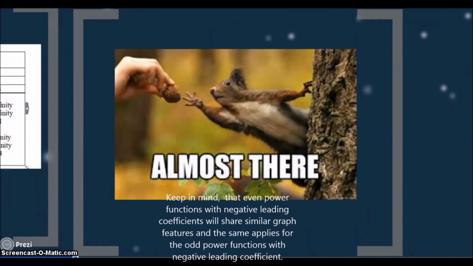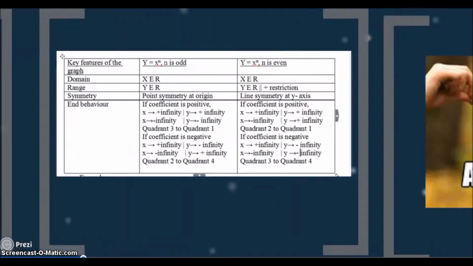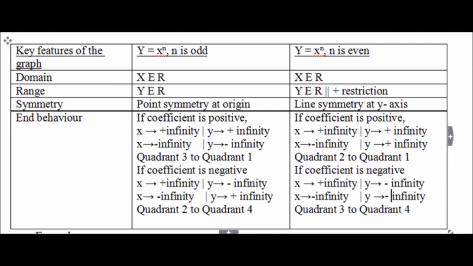See, that wasn't so bad, and you're almost about to finish 1.1. Just keep in mind that the features you saw in the even degree power functions with negative leading coefficient apply to all even degree power functions with negative leading coefficients, and the features you saw for the odd degree power functions with negative leading coefficients apply to all odd degree power functions with negative leading coefficients. So here's the basic summary for finding the key features of power functions that have an even degree and an odd degree.